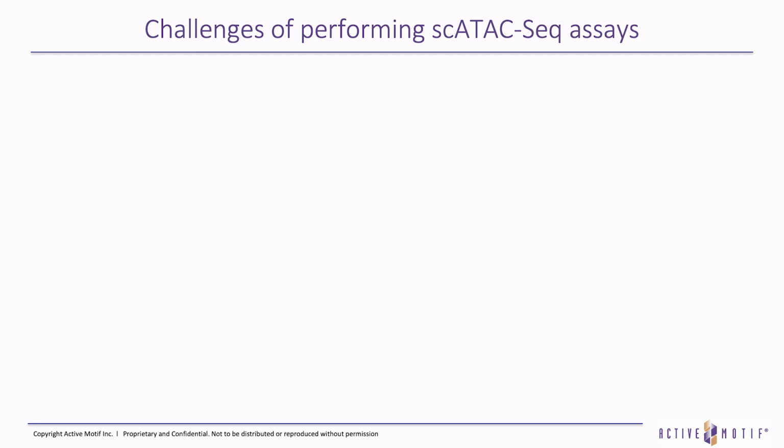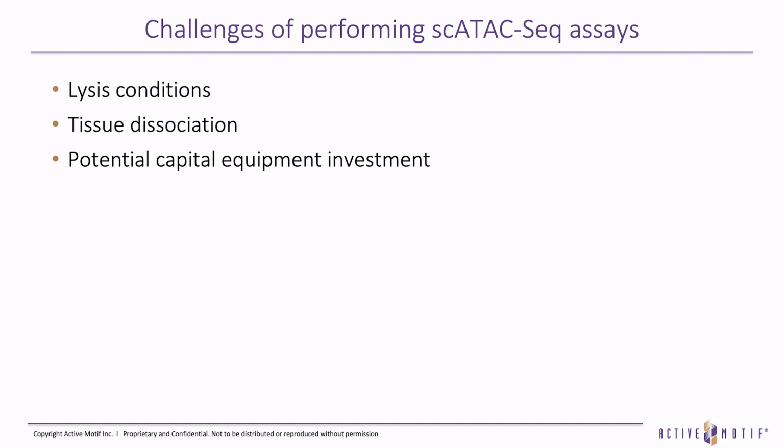During this optimization, some challenges may arise. Some challenges include lysis conditions. It may be very specific to your cell type or tissue type. Tissue dissociation may be a challenge for some and just something that's specific to certain types of tissue. If you don't have the availability of a FACS sorter, let's say, or one of these microfluidic devices, there is the potential of a capital equipment investment. Furthermore, because of the thousands of nuclei that are being sequenced, sequencing costs may be inhibitory. And also the downstream bioinformatic analysis may be challenging for some.